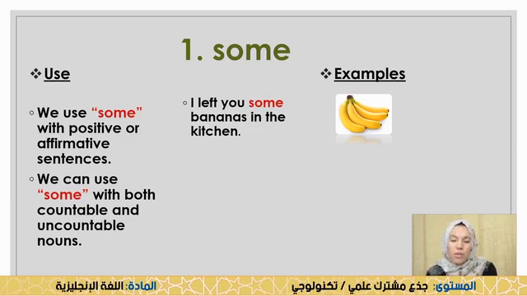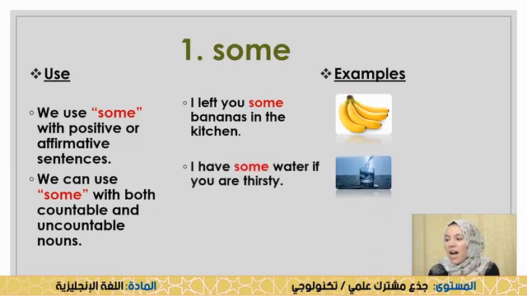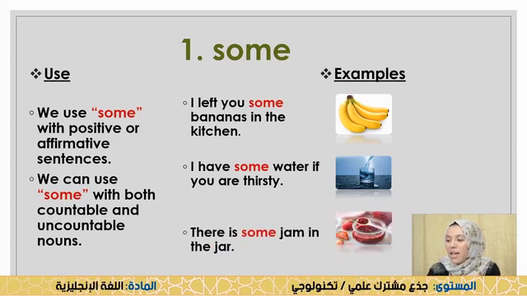So it's okay for you to use some with a noun which is countable, and at the same time, it's pretty much correct to use it with a noun which is uncountable. Let's give more examples. If I say, I have some water if you are thirsty, the first thing, water is uncountable. Again, we're using it with an affirmative sentence. Another example, there is some jam in the jar. And again, the noun jam is uncountable.